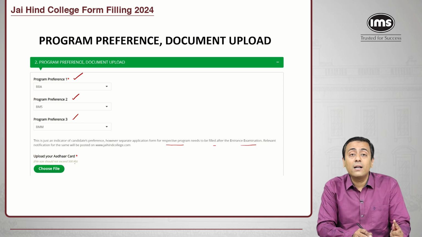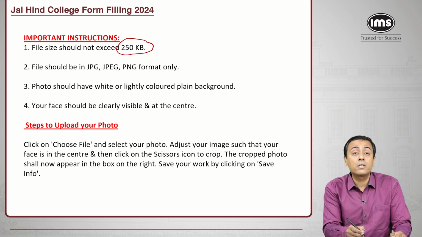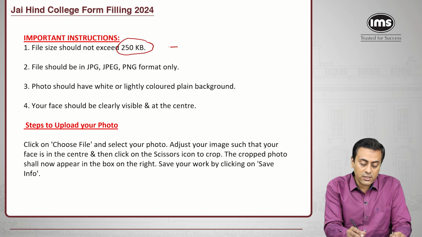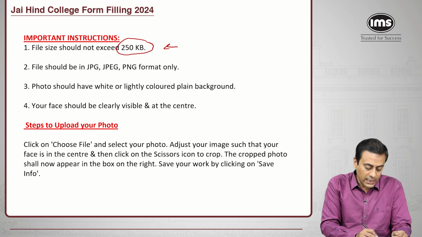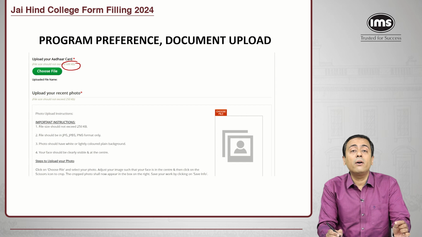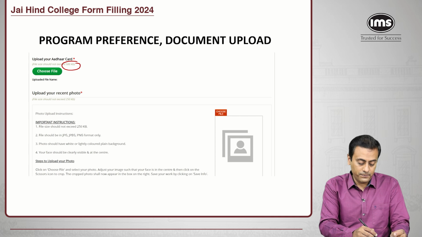Then, we have to upload the Aadhaar card. For uploading the Aadhaar card, it is very important that the file size should not exceed 250 KB. This is for the photograph. File should be in JPEG format. Photo should have a white or light colored plain background. These are the instructions for the photograph. Then it will ask you to select your photo and upload the photograph. Now, we have to upload the Aadhaar card, which should not be more than 500 KB, and you have to upload a recent size photograph as per the instructions mentioned. So please make sure you keep your Aadhaar card and photograph ready before you start filling up the form.